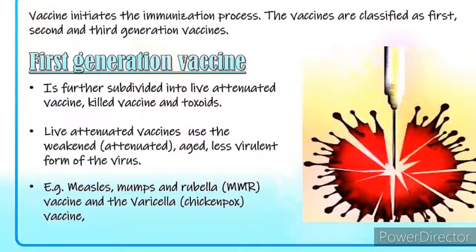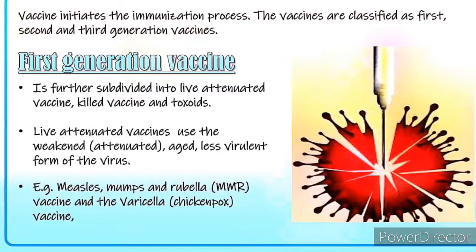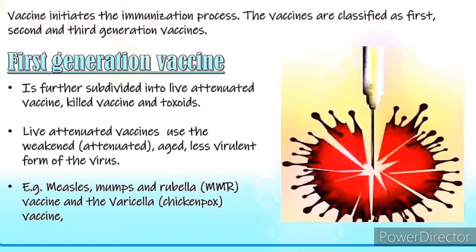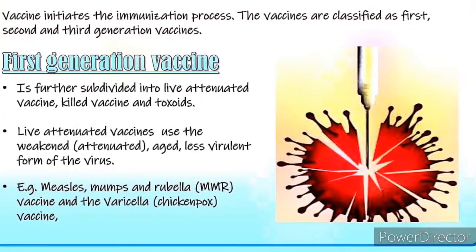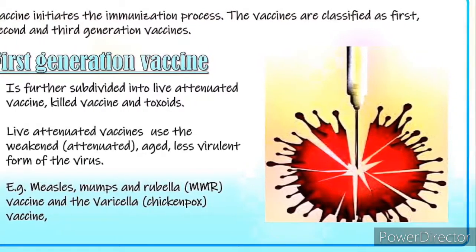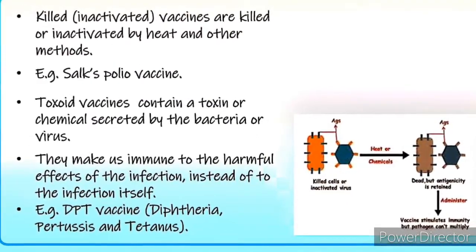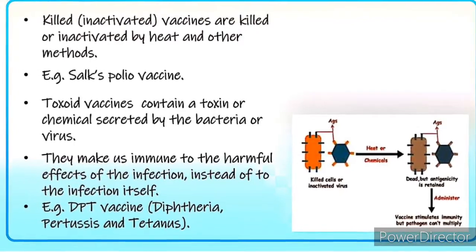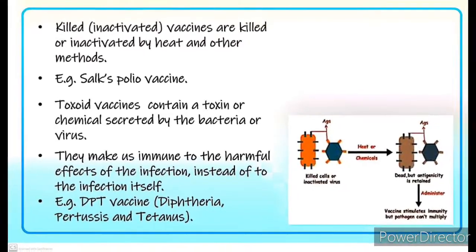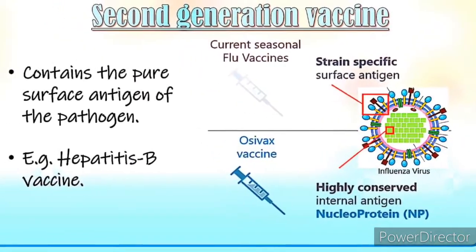There are two different kinds: first generation vaccine and second generation vaccine. First generation vaccine example: measles, mumps, rubella, that is MMR vaccine. Second generation vaccine example: hepatitis B virus. First generation vaccine is further subdivided into live attenuated vaccine and killed vaccine. Second generation contains pure surface antigen of a pathogen.